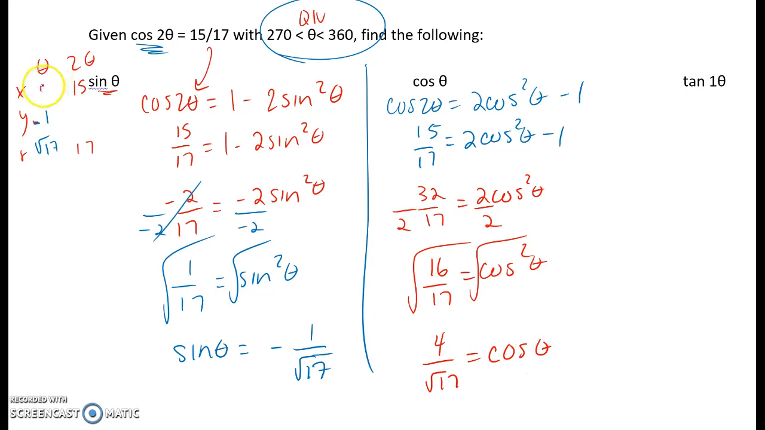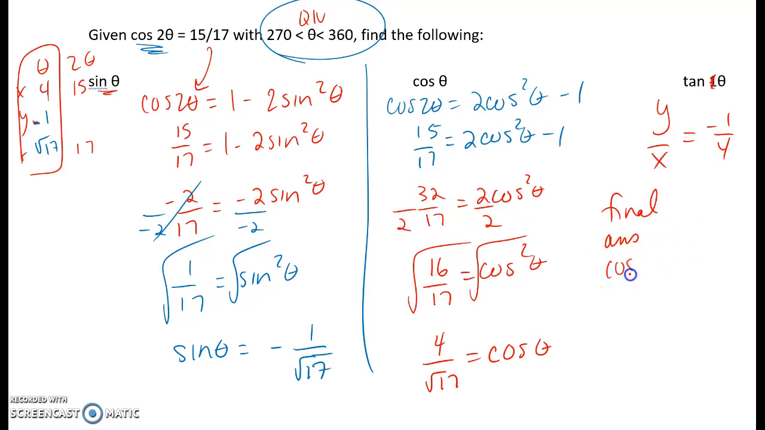So my x value is going to be 4. Again, I got the same r value of root 17. Now, when I go to do tangent of theta, I can just do y over x and get negative 1 over 4. So my final answers that I would put on the blanks: for cosine, 4 root 17 over 17; for sine, negative root 17 over 17; and for tangent, negative 1 over 4.